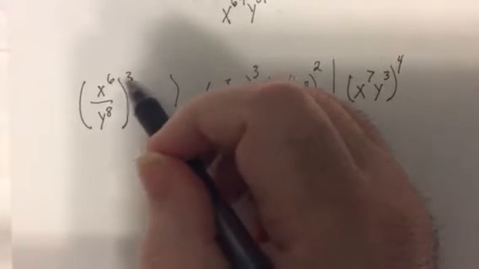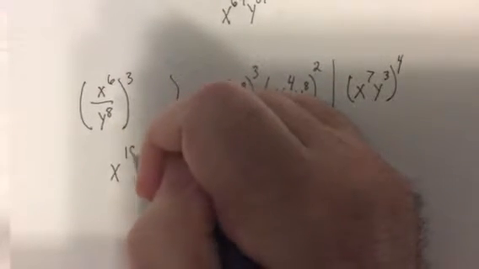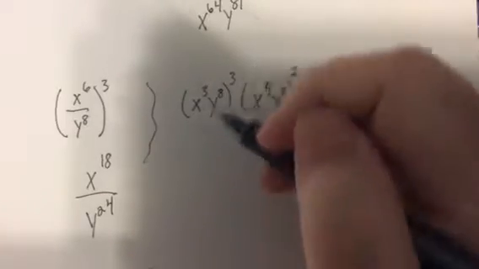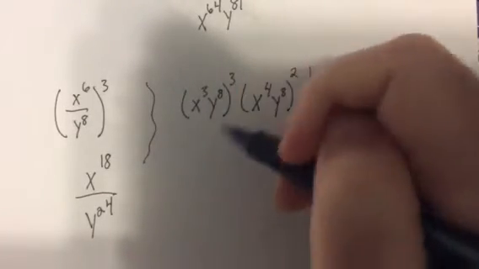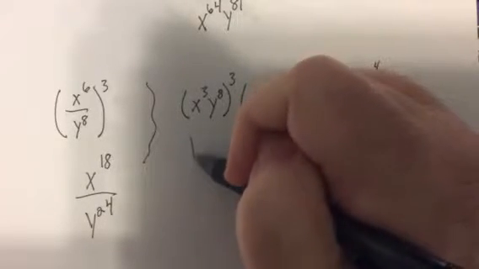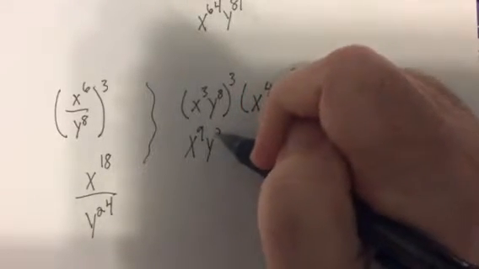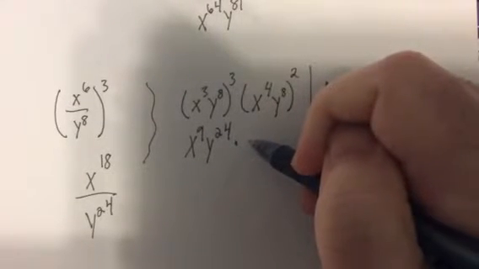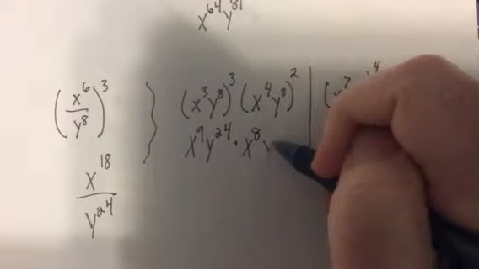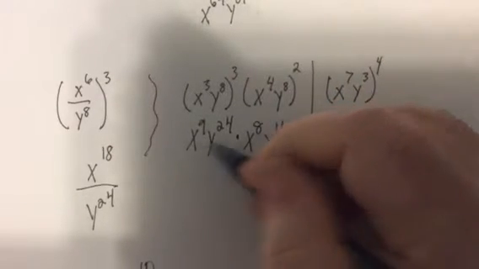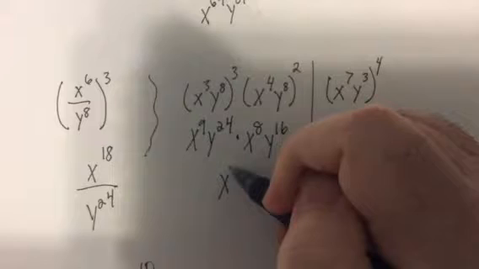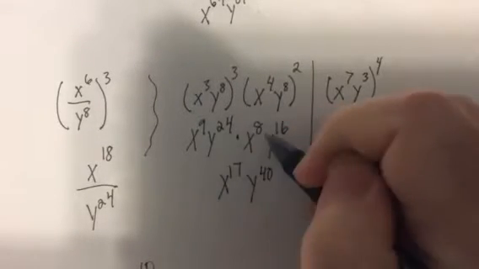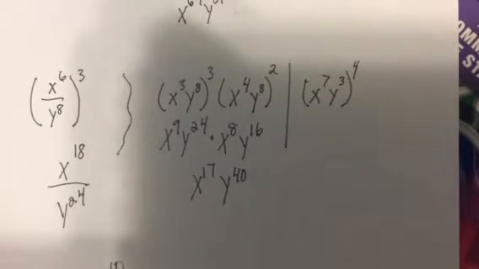Okay, this one, when you raise a power, you multiply. Okay, this, got to do the powers first, so this would be x to the 9th, y to the 24th, yes. Ouch, Trixie. Sorry about that. x to the 8th, y to the 16th. So this would be x to the 17th, y to the 40th, because when you multiply two things with the same base, you add.